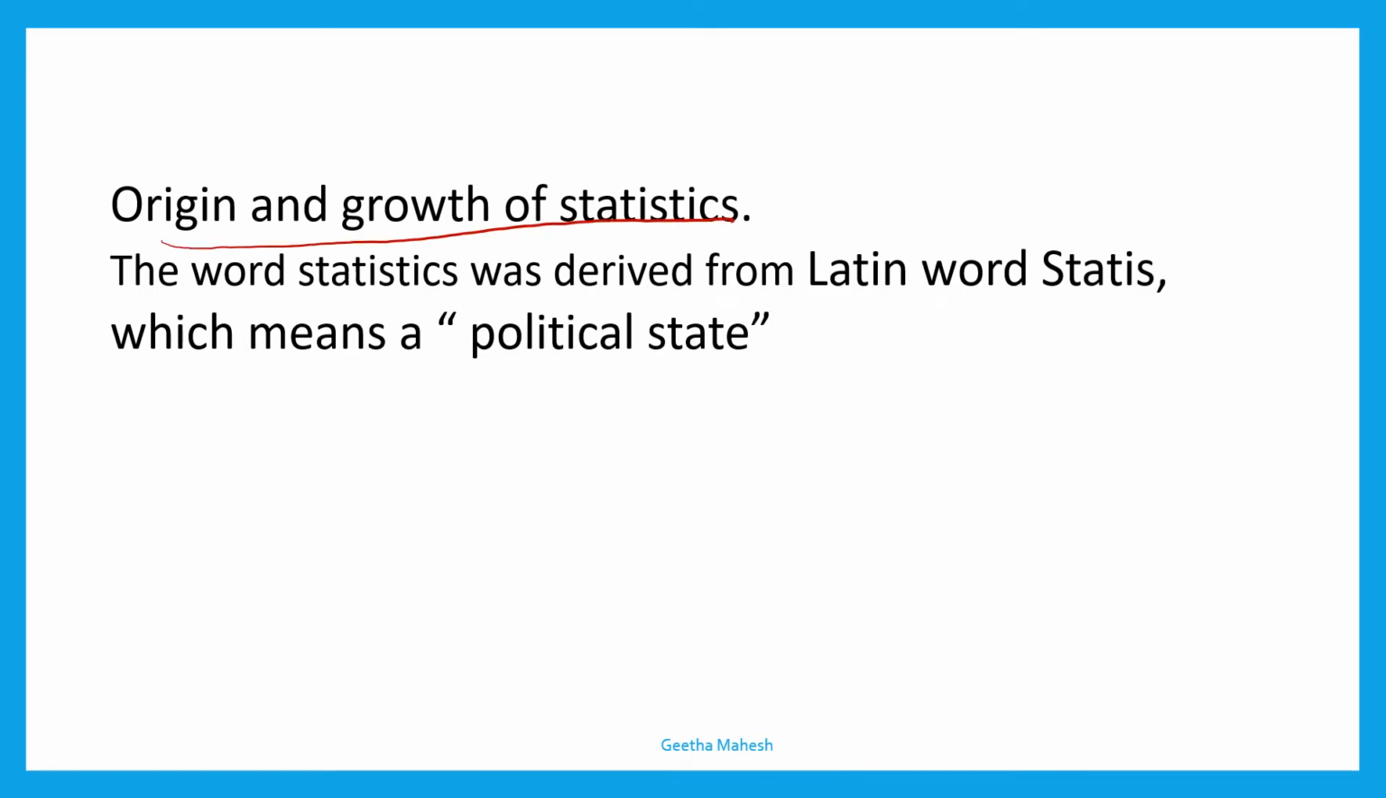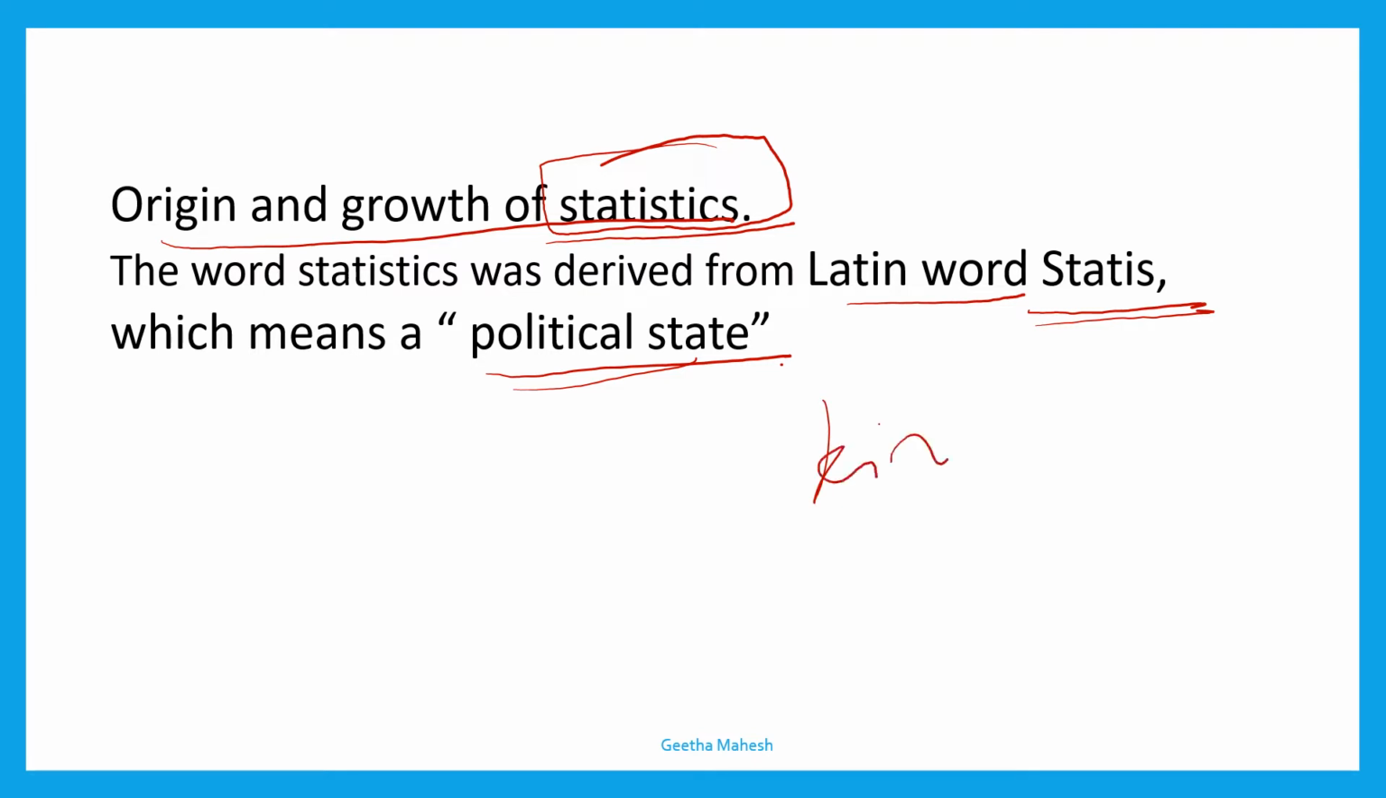Dear students, now let us discuss the origin and growth of statistics. The word statistics has been derived from a Latin word, status. What is status? It means political state. Why do we call statistics a political state? During the king's period, they used to collect data for the sake of managing their administration. For managing administrative activities and taking policy decisions with respect to them, they used to collect the data. Because of that reason, statistics is known as political state.